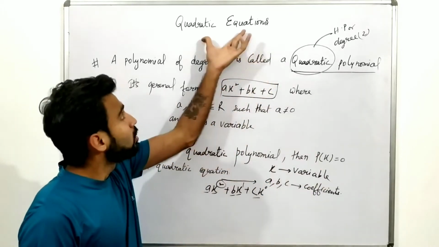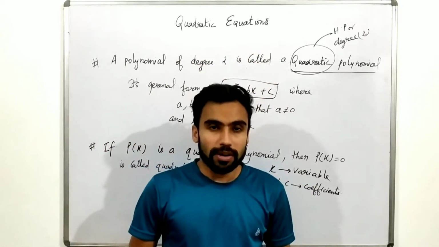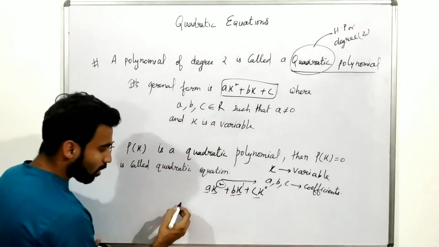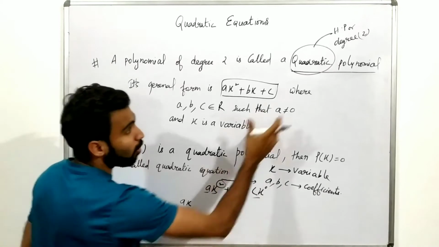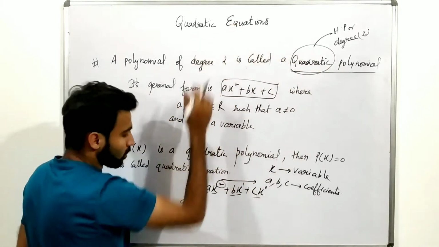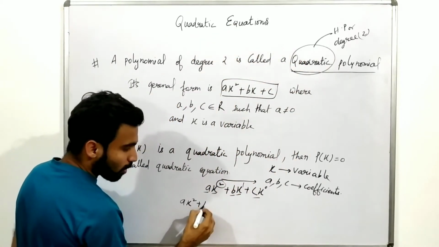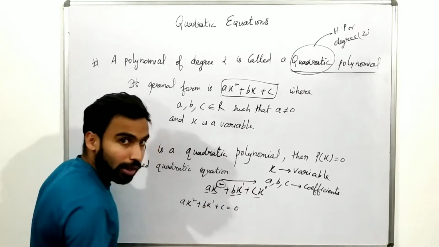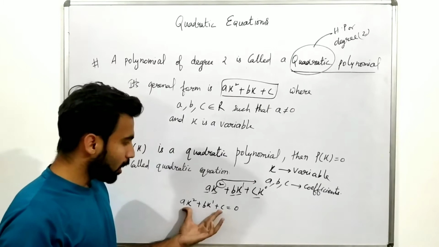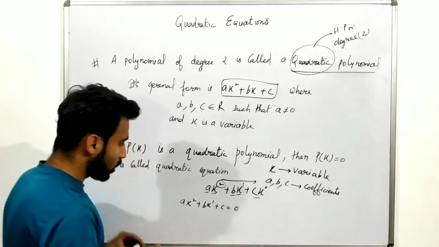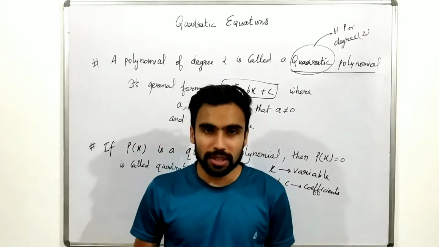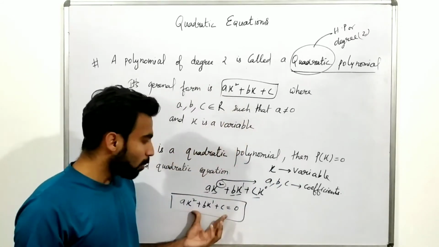Now coming to the topic, that is quadratic equations. How will I write a quadratic equation? There's not much difference between a quadratic polynomial and a quadratic equation. They are almost similar, but the difference is the equal to 0. If I place this quadratic polynomial equal to 0, it becomes a quadratic equation. Not much difference here. This is all the basics.